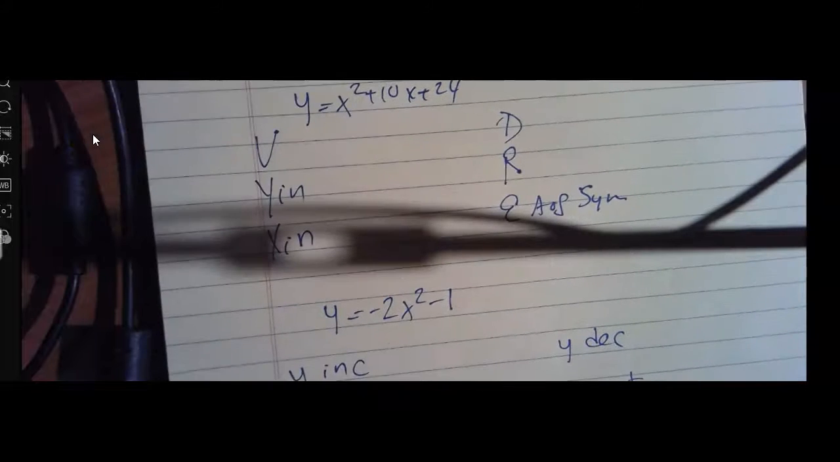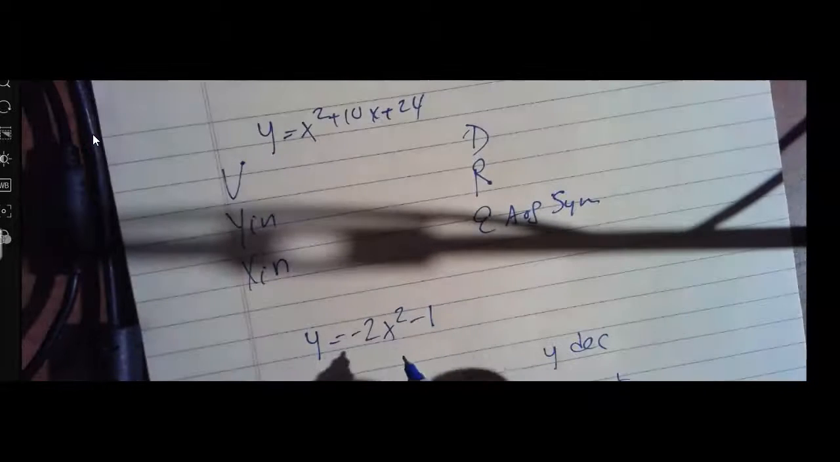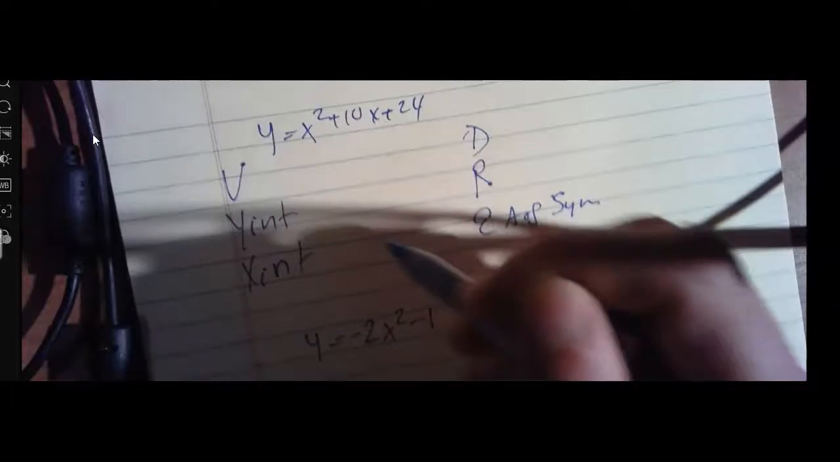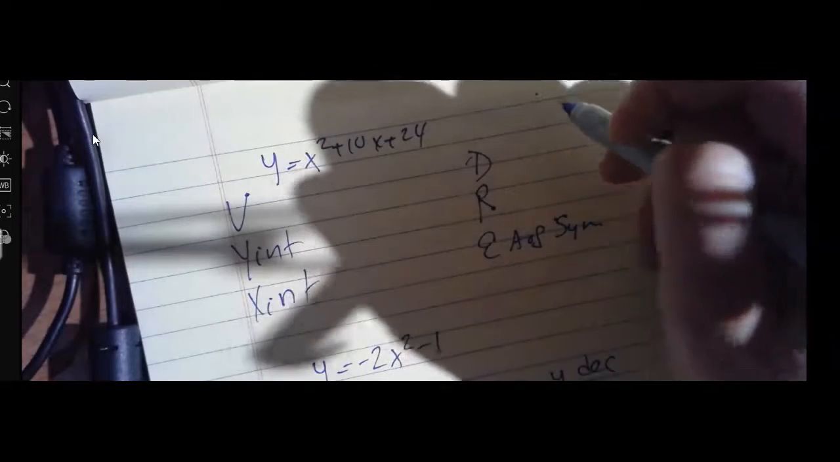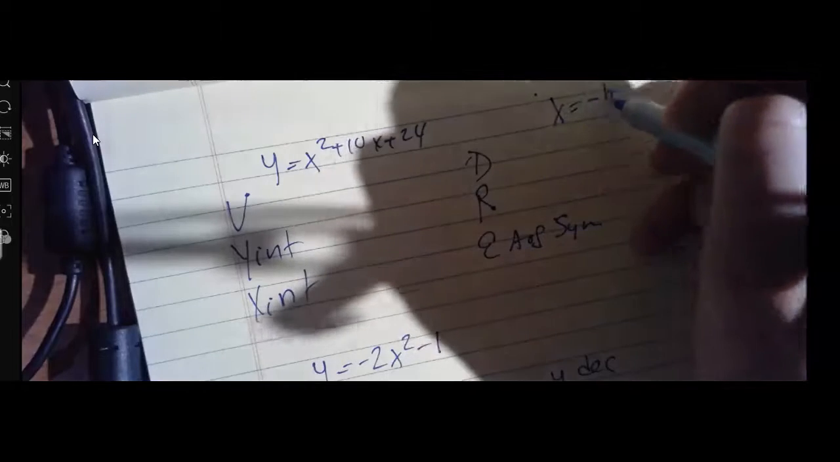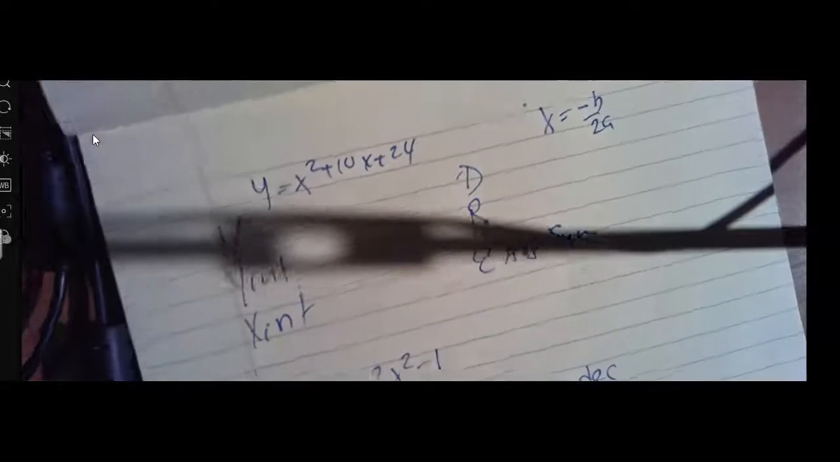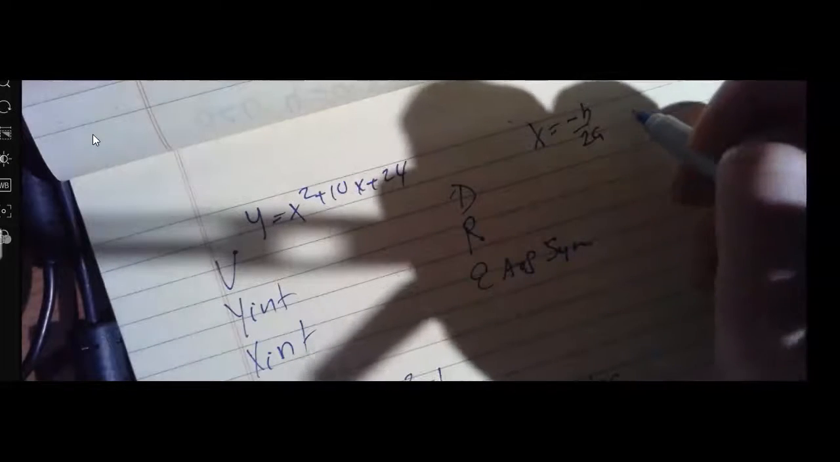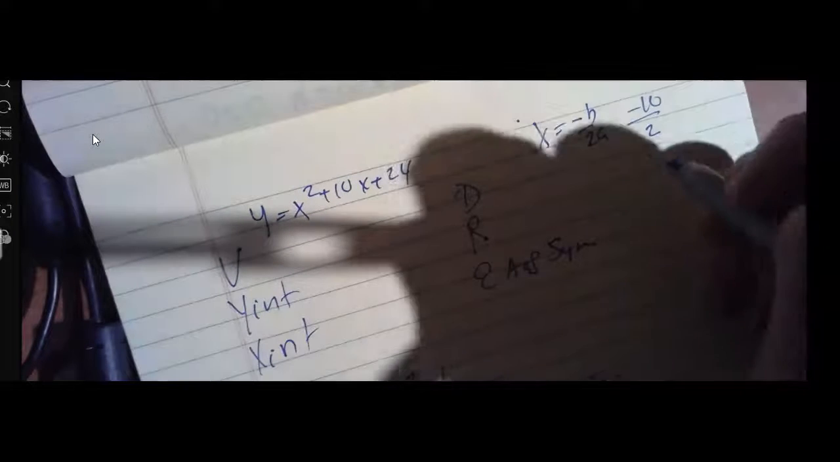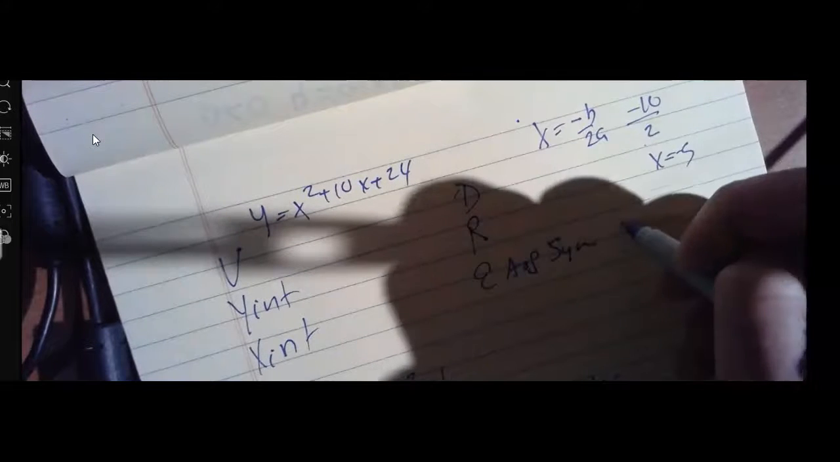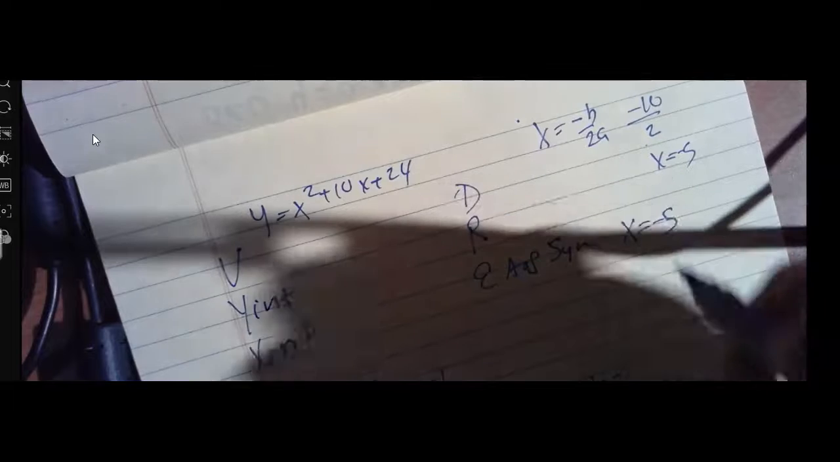Okay, so these two problems ask us to find the vertex and the min or max, intercepts, domain and range. So we start with getting the axis of symmetry. So again, x is equal to -b over 2a, and so that's going to be -10 over 2. So we're going to get x is equal to -5. That's the equation of the axis of symmetry.